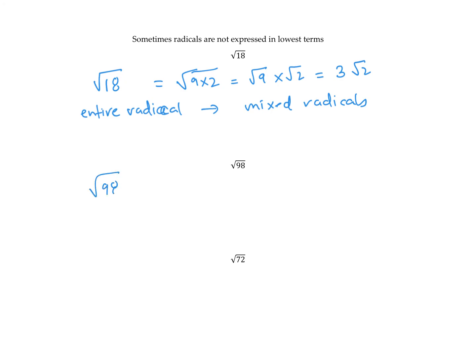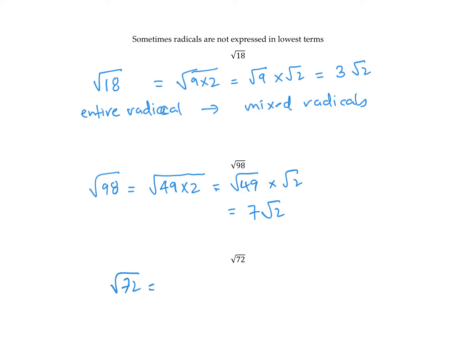So 98, I want to think of two numbers that multiply to get 98. So one is a square. So I know 98 is 49 times 2. I can square root 49. I can't square root 2. So the square root of 49 is 7. And that would be 7 root 2 as a mixed radical.